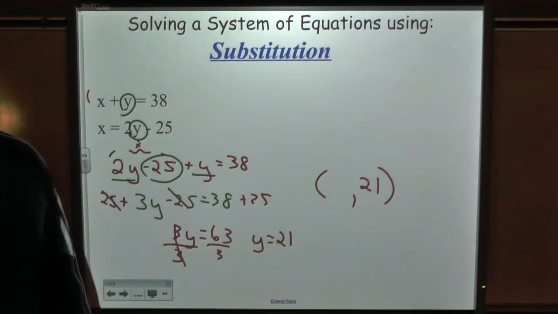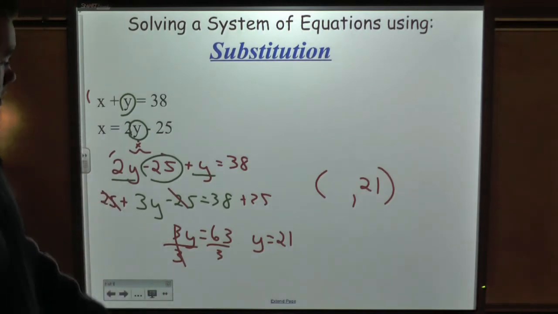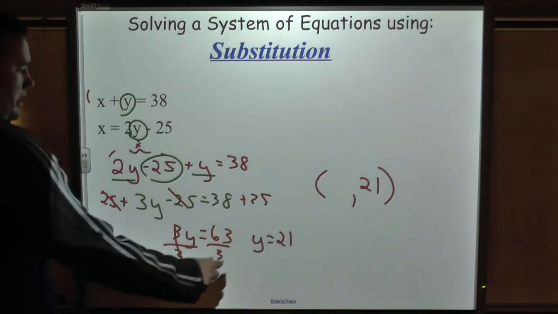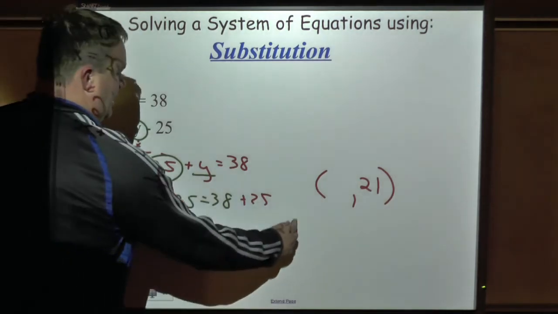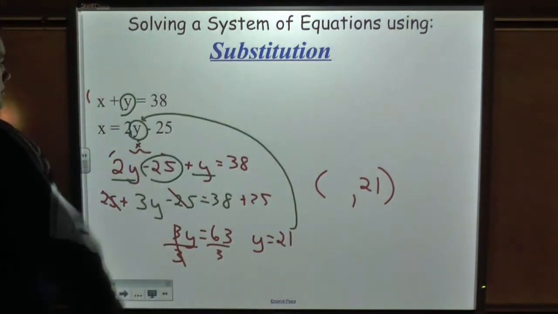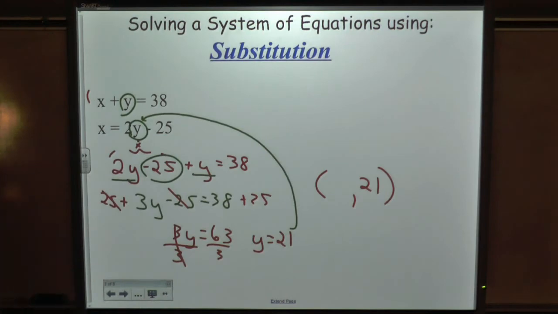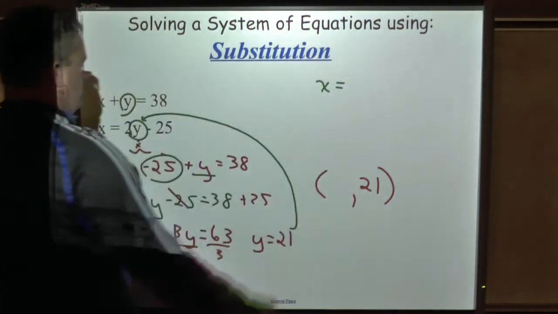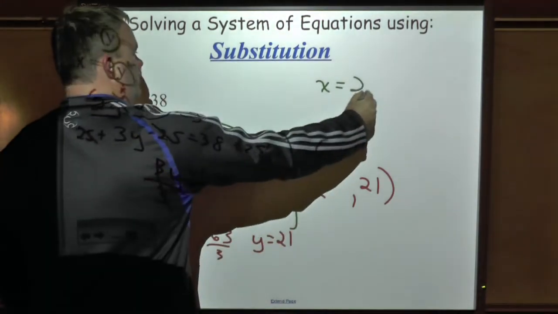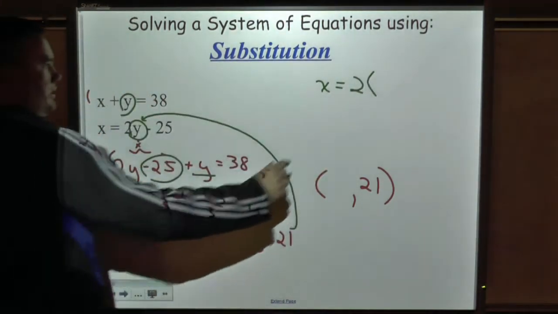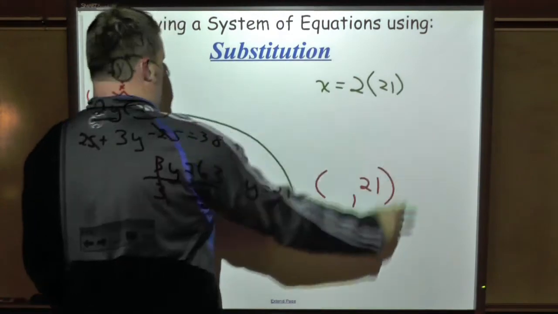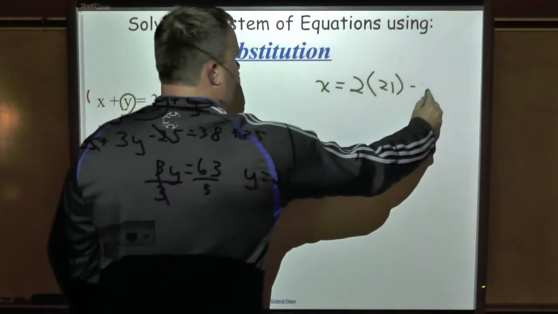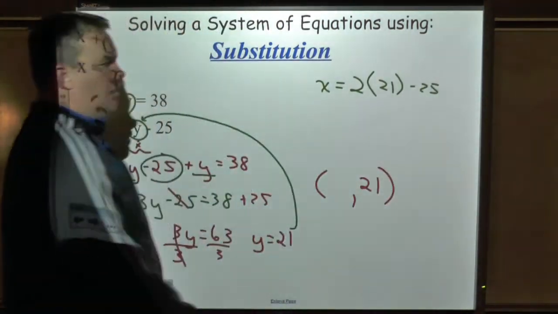Once you know what the value of a variable is, a letter, you don't need to write the letter anymore. You can write its value. If I were to do this problem, I would choose the second equation. And I would plug that 21 in for y. When I would do this, I would write x is equal to 2 times y, which is now 21, and then minus 25. And then I would solve that.